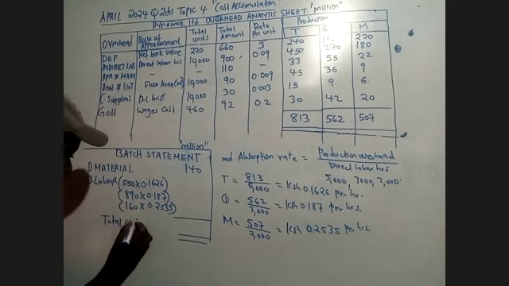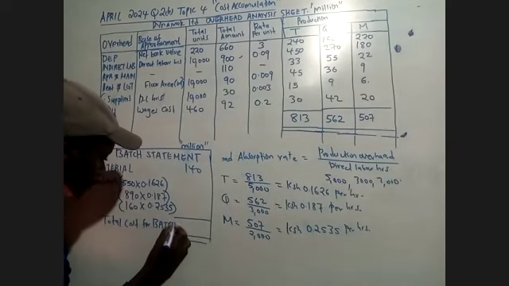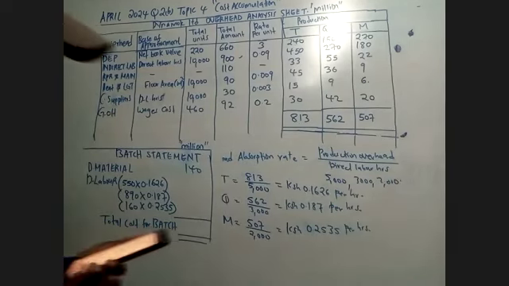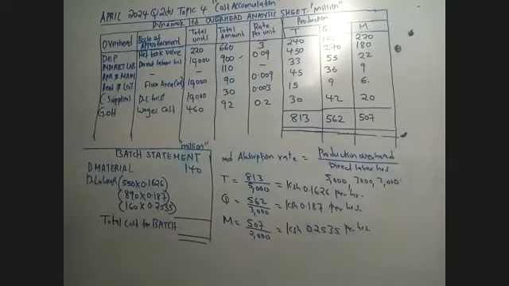Total cost per batch. Remember it is in million. That marks the end of that question, but let us finish it completely.